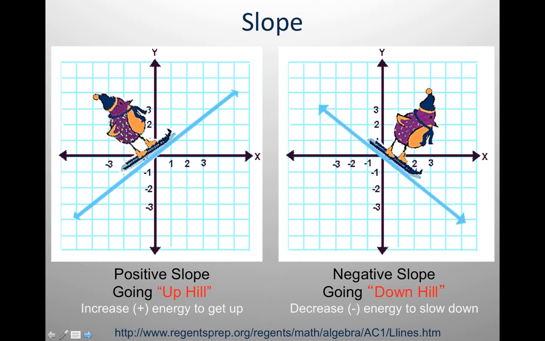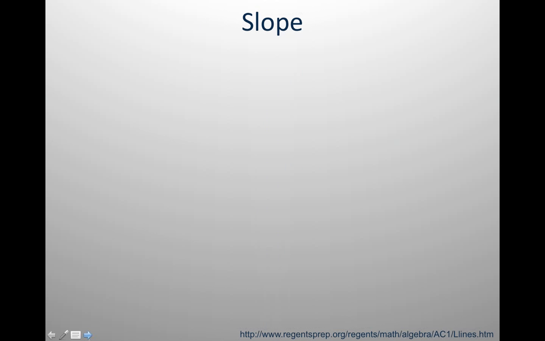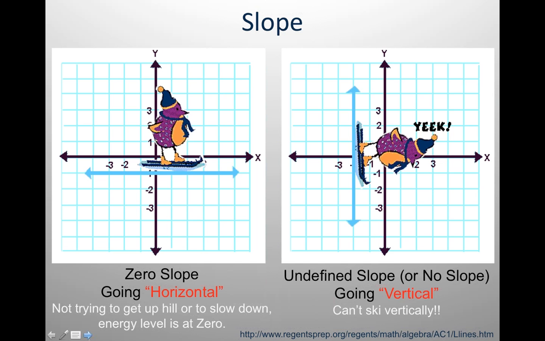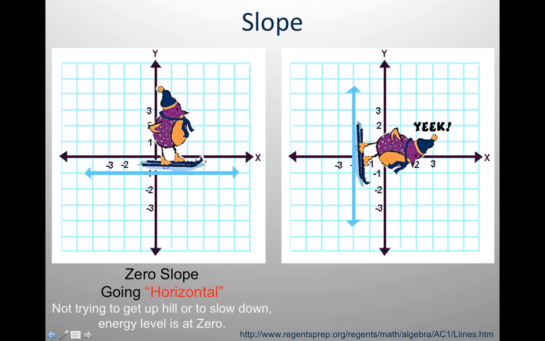Okay, here's a positive slope. It's going up. Negative slope is going down. A 0 slope is a flat line. It's neither going up or down, staying the same. And a vertical or undefined slope is simply a vertical line. So it's going vertical and it's undefined.